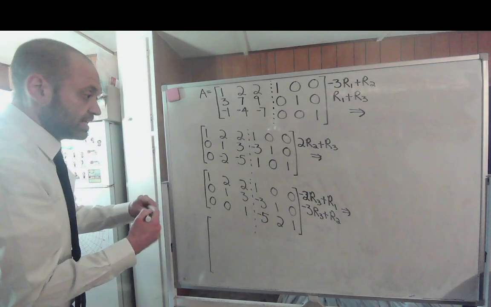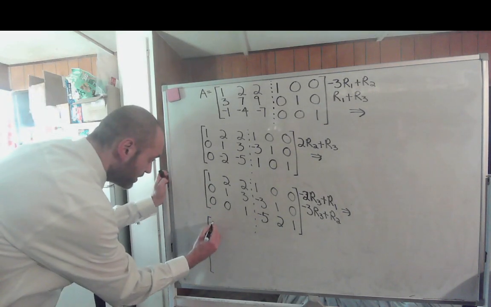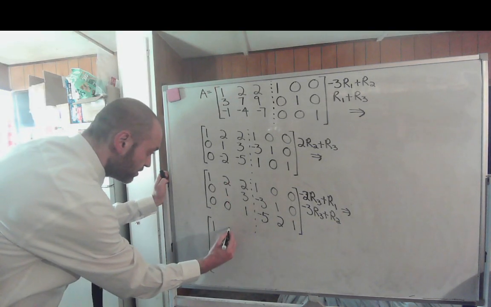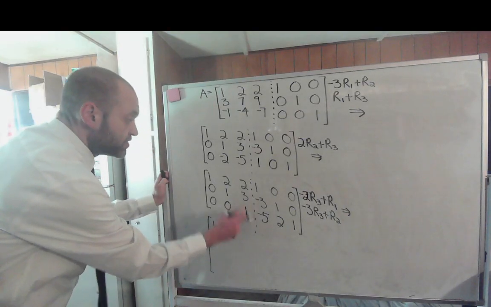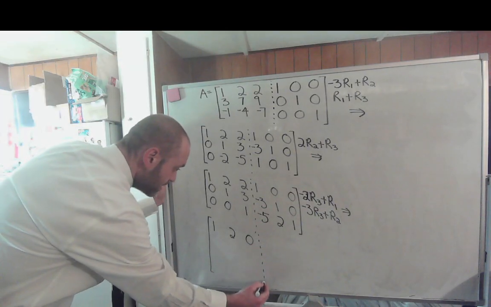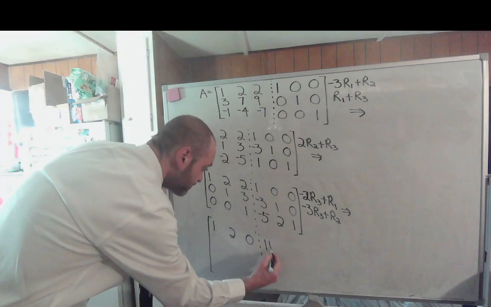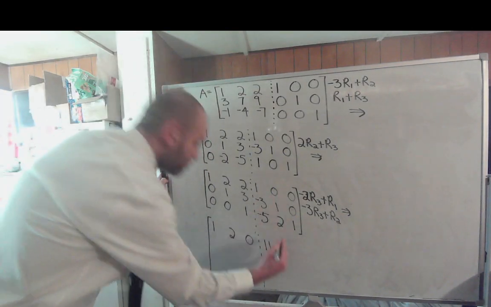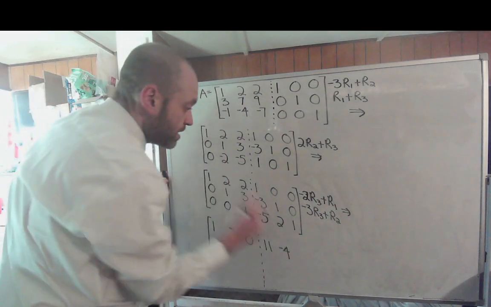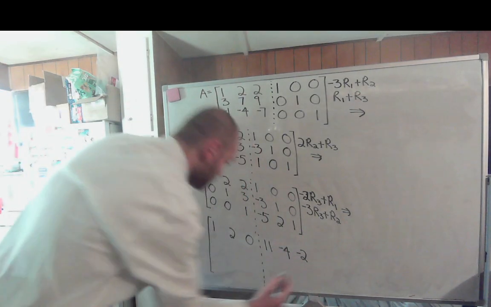So let's see. 0 plus 1 is still 1. Alright. 0 plus 2 is 2. Now negative 2 plus 2 is 0. Alright, 10 plus 1 is 11. Negative 4 plus 0 is negative 4. Negative 2 plus 0 is negative 2.